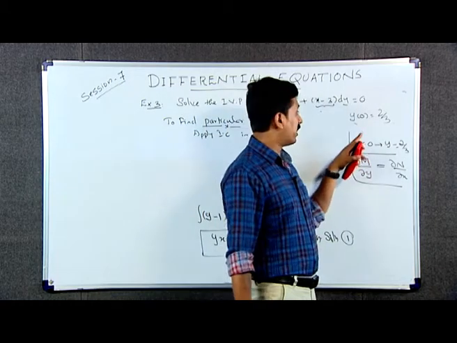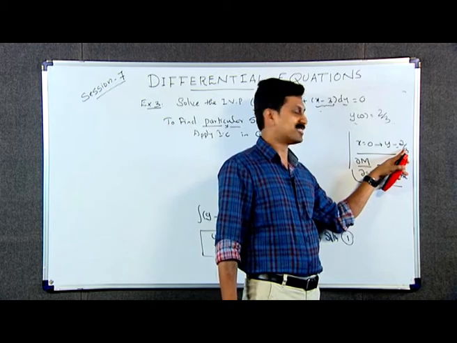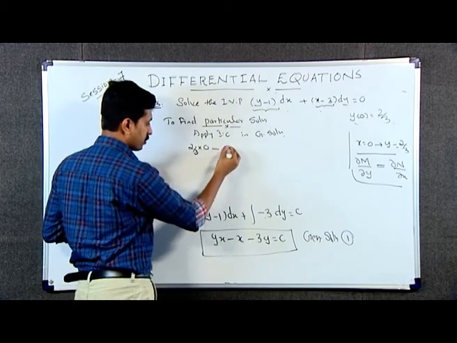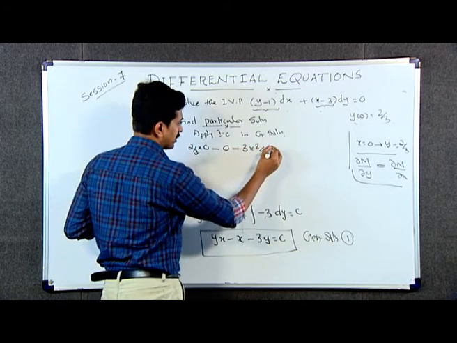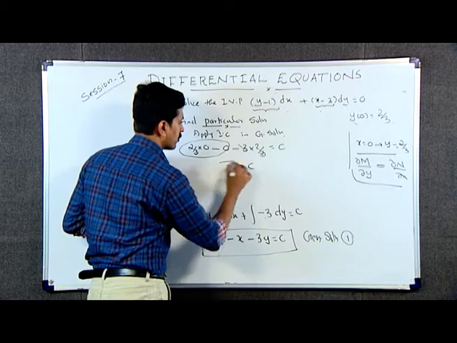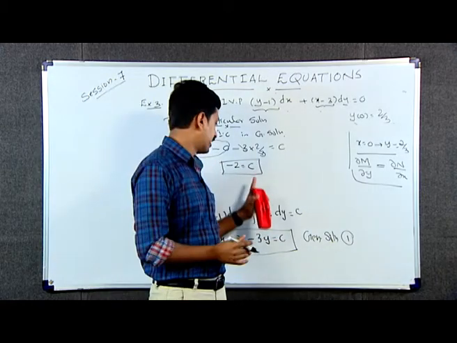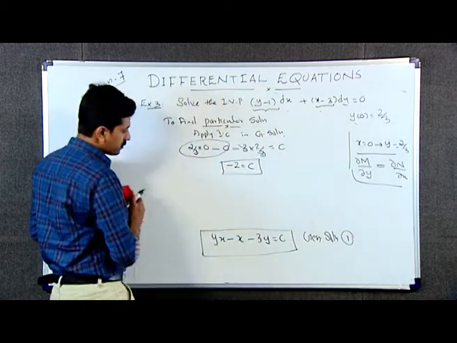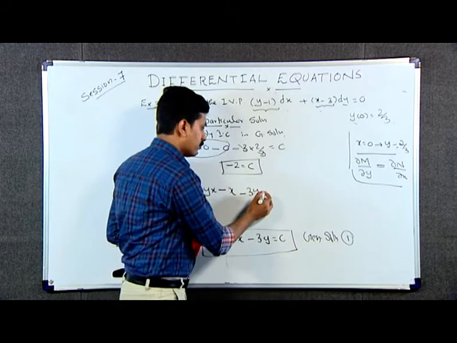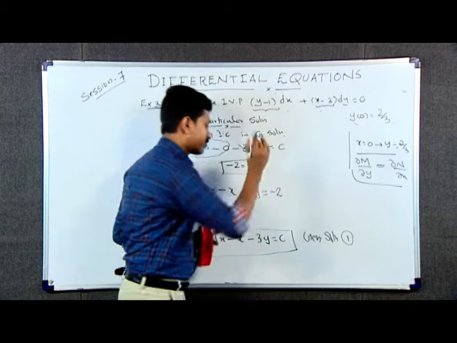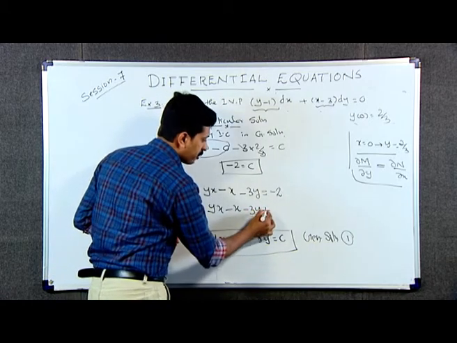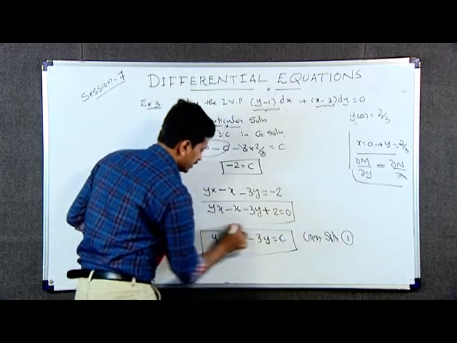By the initial condition, we know that whenever the value of x is equal to 0, the value of y is equal to 2/3. So we apply it here: (2/3)(0) − 0 − 3(2/3) = c. This whole part goes away and the 3 and 3 cancel, so −2 is equal to c. Our value of c is −2. Therefore our particular solution is yx − x − 3y = c, and we found c to be −2. So the particular solution is yx − x − 3y + 2 = 0, taking the −2 to the other side for convenience.